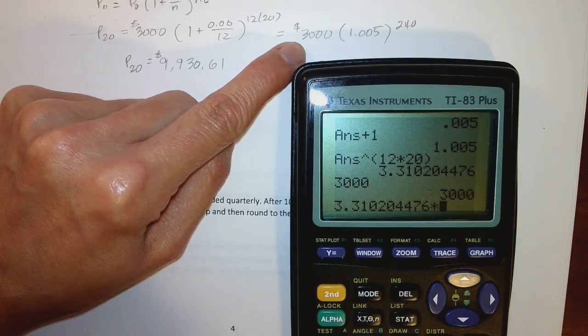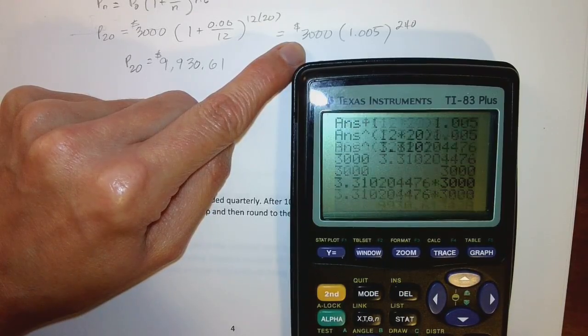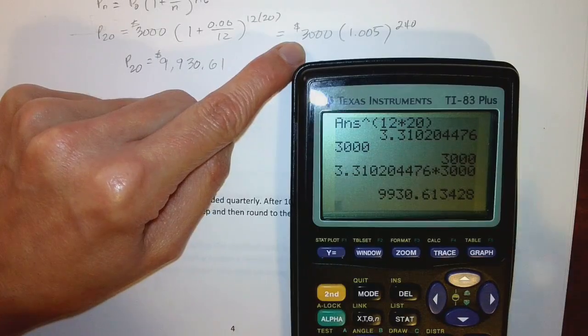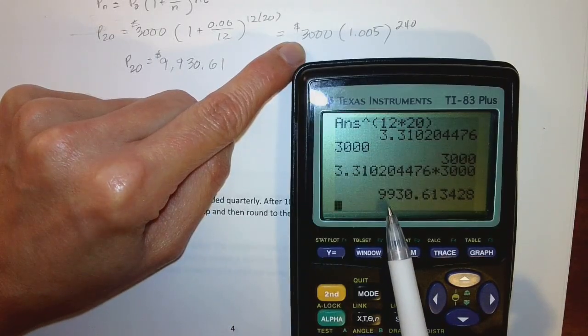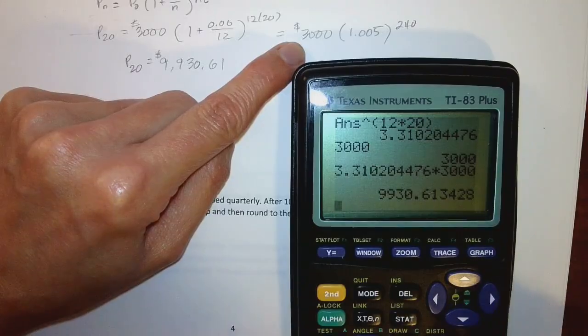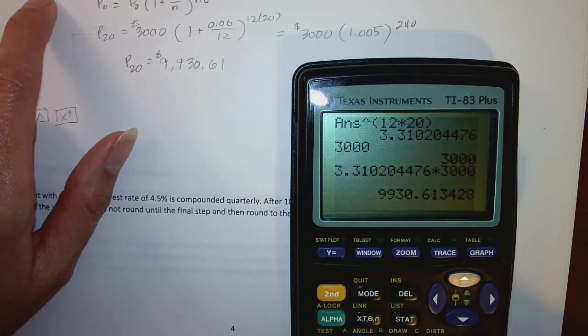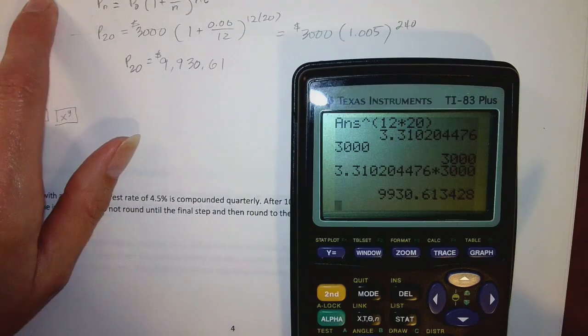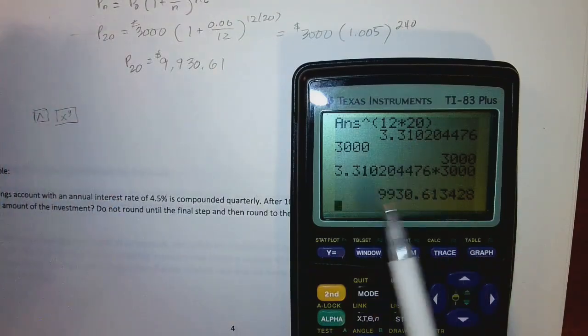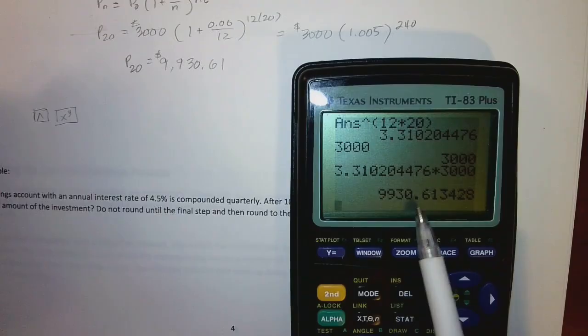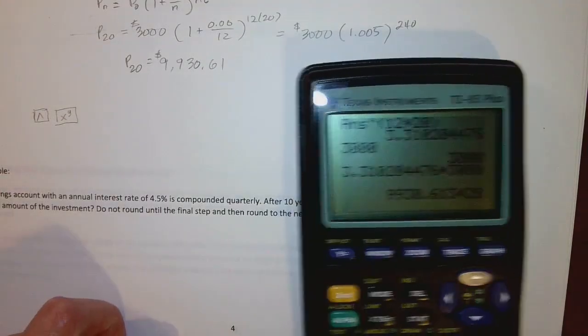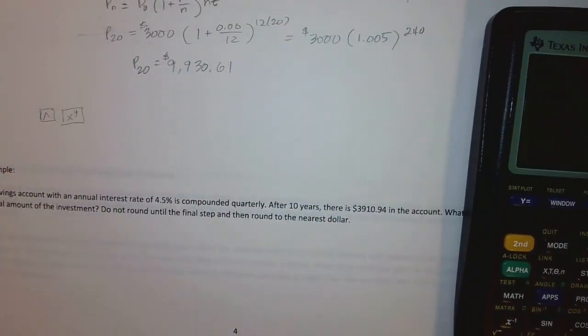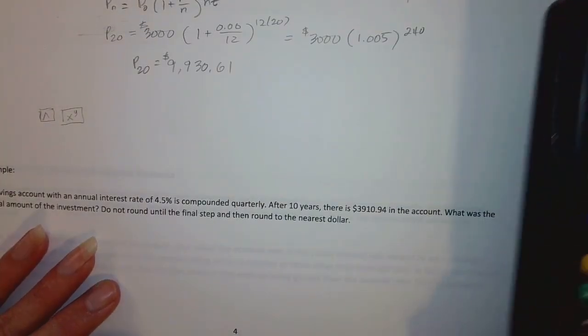3.310204476 times 3,000, and that gives me $9,930, and it says round. Doesn't tell me what to round, so it's $930.61. So clear as mud. We'll do the next one too.